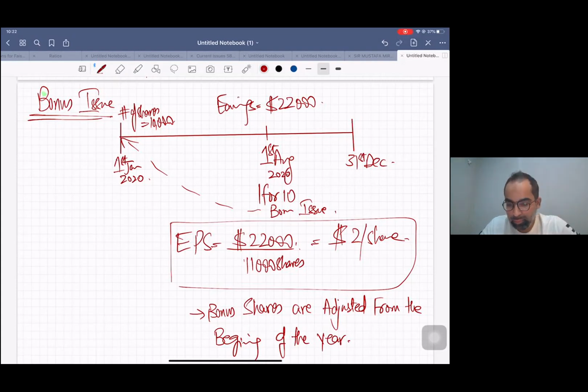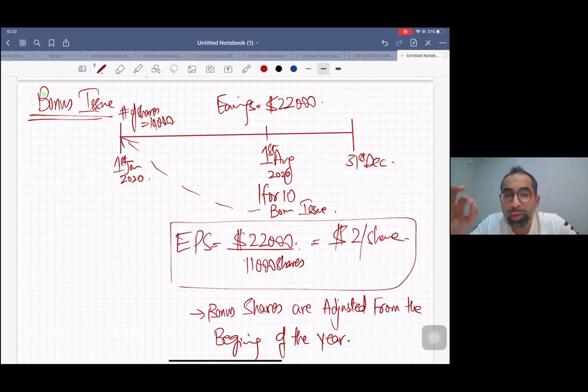Now, my dear student, whenever somebody tells you to calculate EPS and there is a bonus issue in the question, simply adjust from the beginning of the year. And why? Just think over it, because this is not a full market price issue. If this was a full market price issue, then yes, you take it from the date when the shares are issued. As this is a bonus issue, a free issue, its objective is to create dilution. Its objective is to decrease the EPS. So you simply adjust from the beginning of the year.